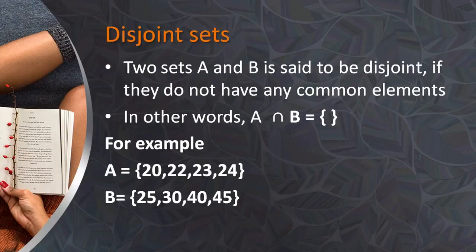Now the 10th one, disjoint sets. Two sets A and B are considered to be disjoint if they do not have common elements. We can say in other words that the intersection of A and B is equal to the empty set. Then it is called disjoint sets. For example, A is equal to {20, 22, 23, 24} and B is equal to {25, 30, 40, 45}. Then A intersection B is equal to the empty set as it contains no common elements.